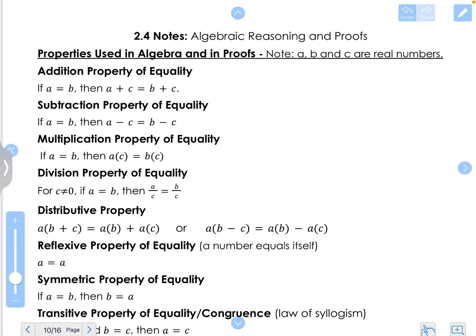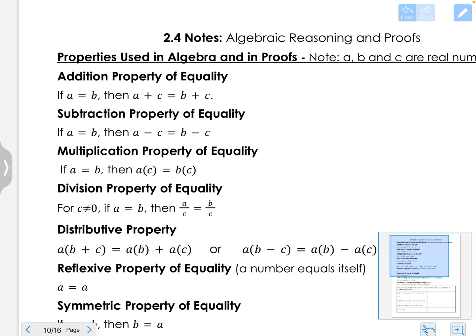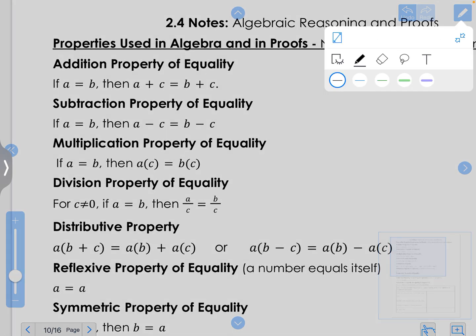Welcome to Miss Taylor's class notes, and today we're talking about algebraic reasoning and proofs. So we're going to real quickly go through these properties.